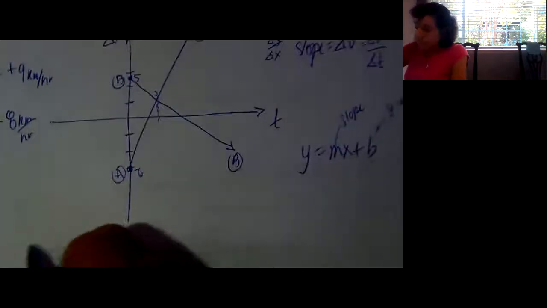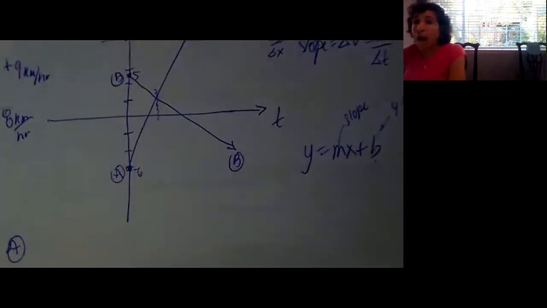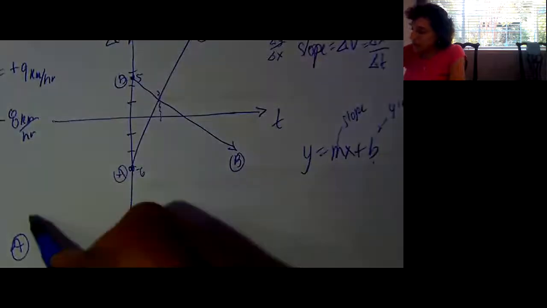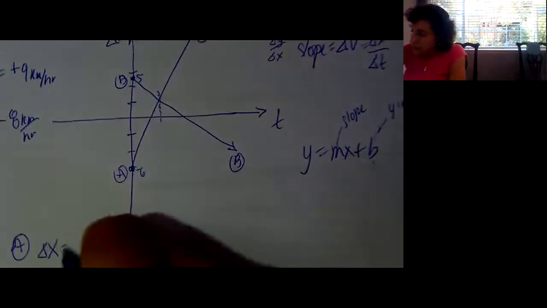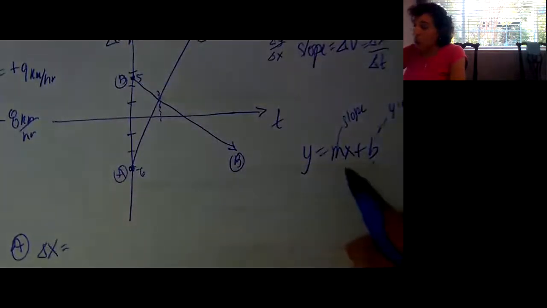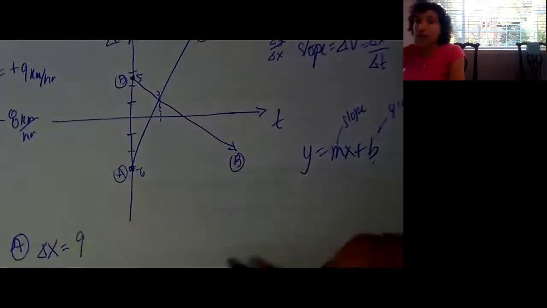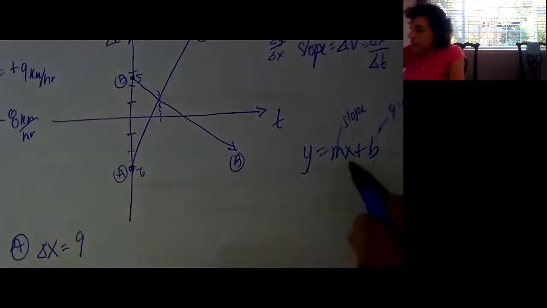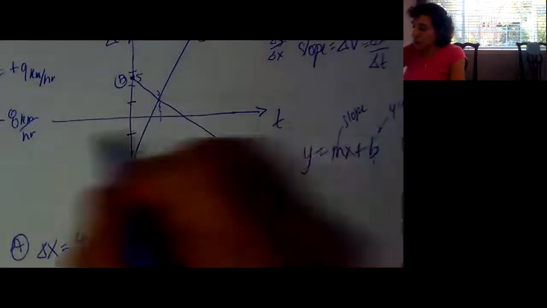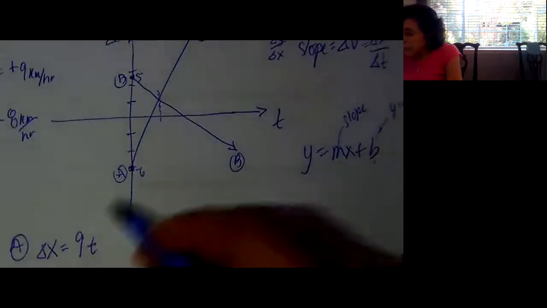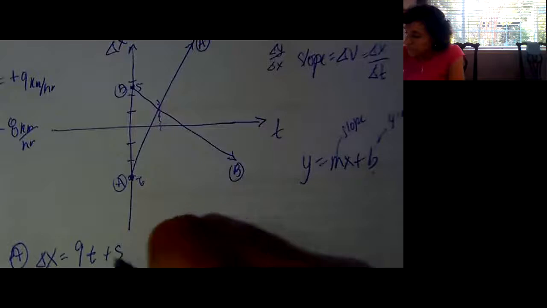Here's my A guy. My A guy, y equals mx plus b. Okay, y is the delta x. Delta x is equal to m, and m is my slope. So my slope for the A guy is 9 kilometers per hour times x, which is t, right here, t. Okay, but I have a y-intercept. So this guy, my A guy, is plus 5. He's way up there. Okay, he's plus 5.